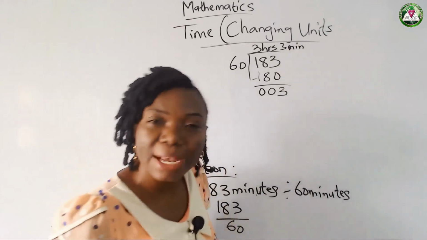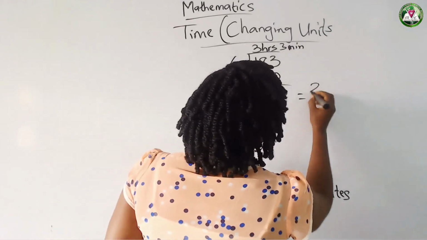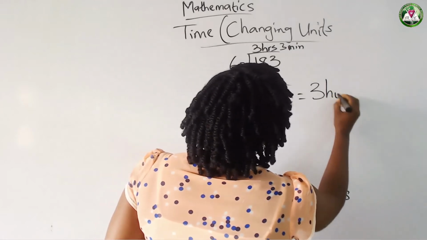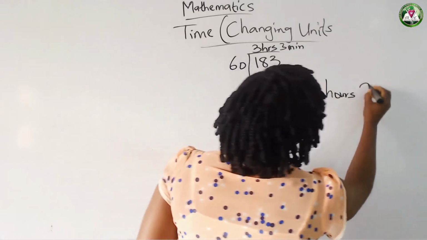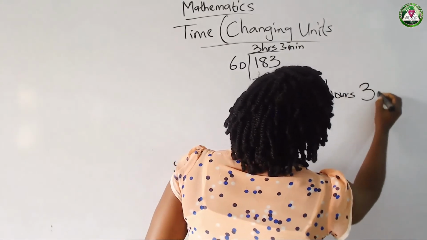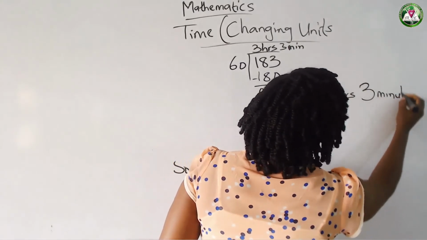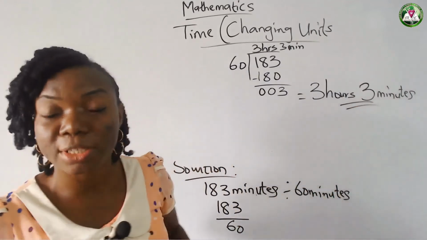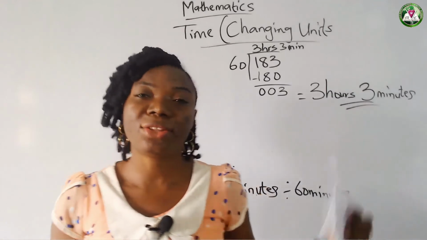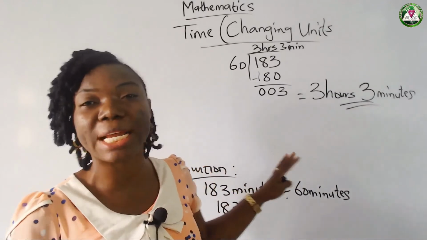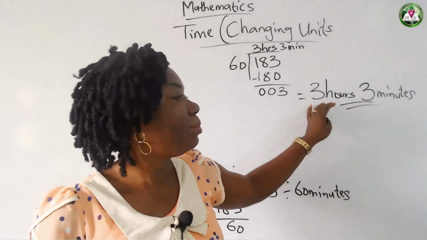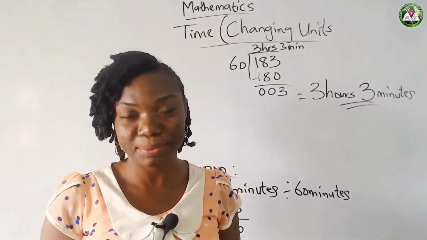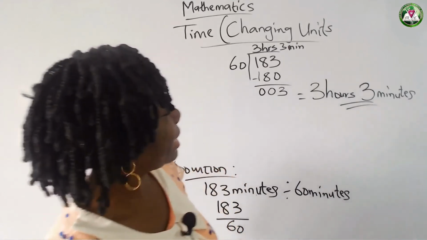So our answer will be 3 hours, 3 minutes. The answer is what? 3 hours, 3 minutes. It shows that Paul recorded the music within 3 hours, 3 minutes. Is that clear? Now let's take another example.